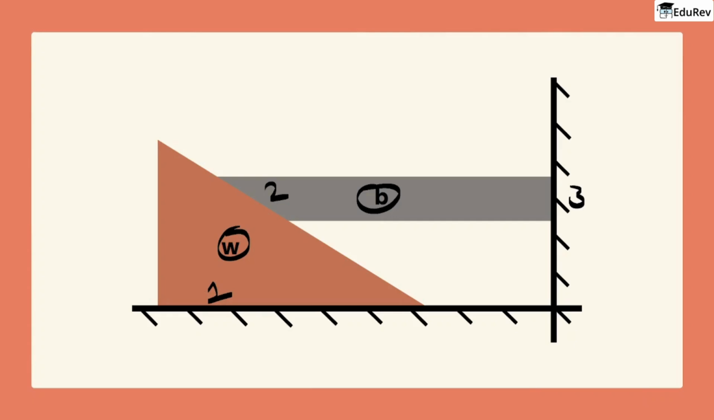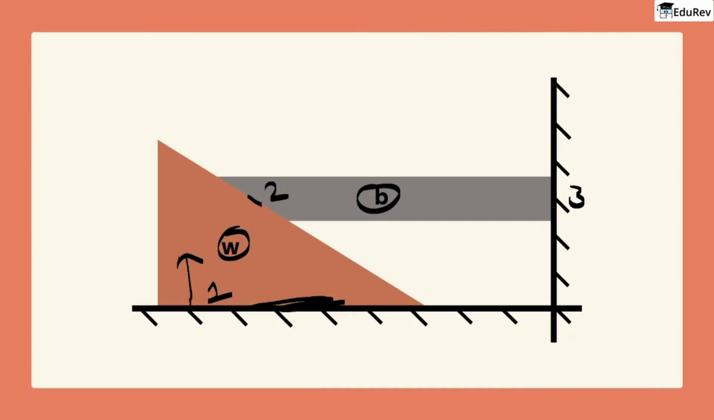Now try to mark the direction of normal reactions on your own. Take some time. Let's check it out. So the point of contact is this. This means the normal reaction would be in this direction.